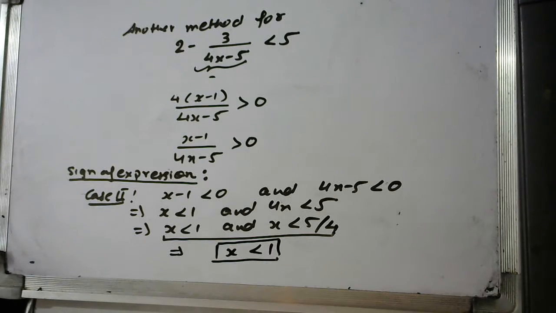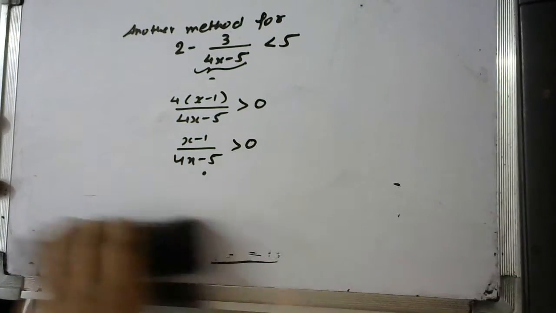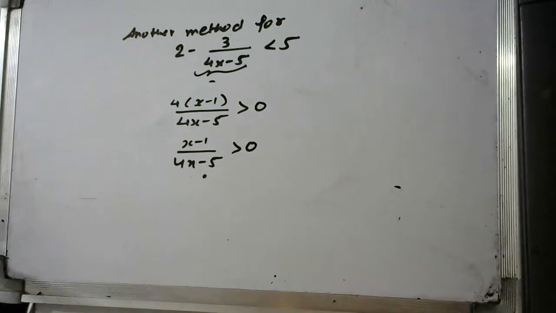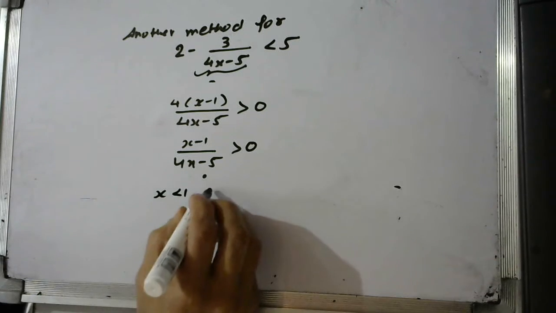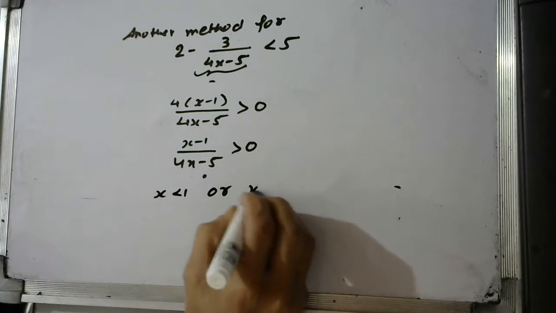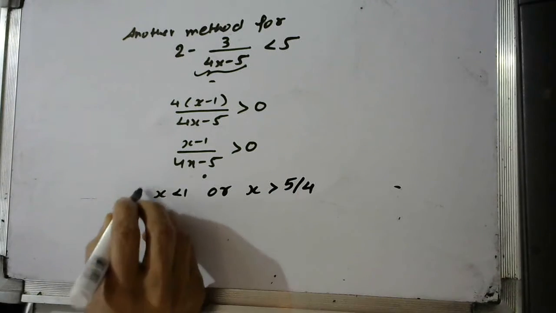So I had two basic cases. Case 1 gave me x greater than 5 by 4. Case 2 gave me x is less than 1. So final solution for the inequality comes out to be x is less than 1 or x is greater than 5 by 4.